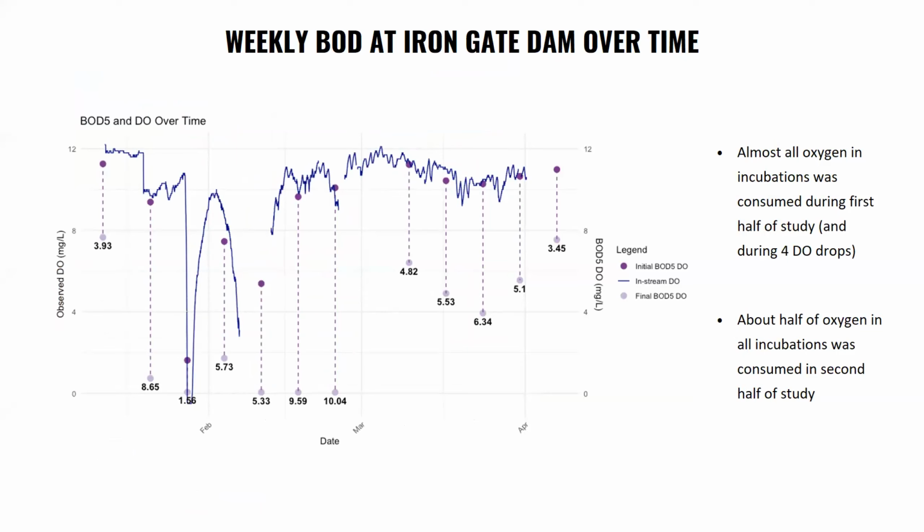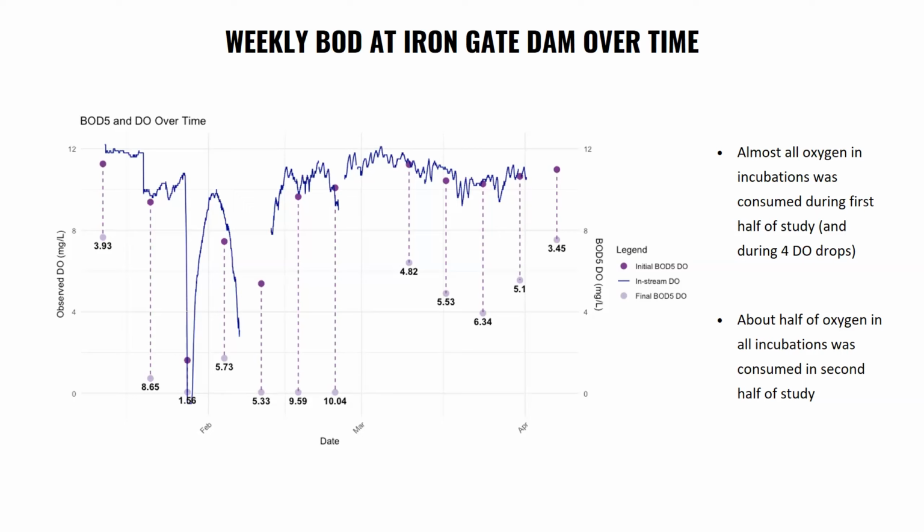The light purple dots represent final DO in each incubation, and the numbers typed out at the bottom are the concentrations of DO consumed in each incubation, and those are in milligrams per liter. So a couple of things to point out here. One, for about the first half of our study, from the onset of that first drop until we get to that 4th drop here, almost all of the oxygen in our incubations is consumed. Whereas after we conclude that 4th drop in DO, for about the second half of our study, only about half of the oxygen in each incubation is consumed. But another thing I want to point out here is that these data are not super representative because oftentimes we were sampling under low DO conditions.